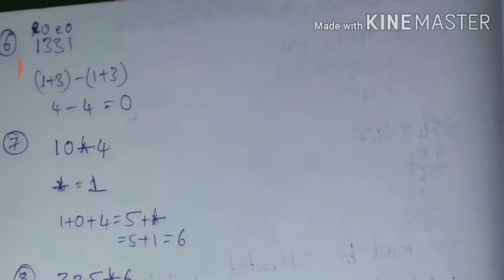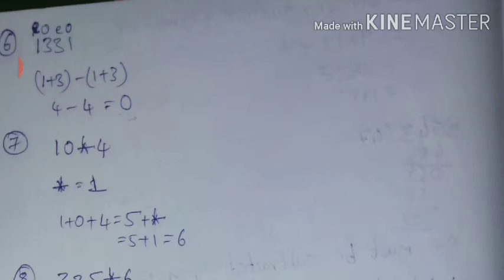Next, if 10 star 4 is divisible by 3, the number at star is. This is a 4-digit number. In place of star, what digit should be used, then it is completely divisible by 3. So we know that divisibility of 3 is sum of all the digits of the given number must be divisible by 3. Then the number is divisible by 3. So 1 plus 0 plus 4, it is 5. So in place of star, we use only 1. Then only it will be divisible by 3. So 1 plus 5 plus 1 is 6. 6 is divisible by 3. Then the number is also divisible by 3.